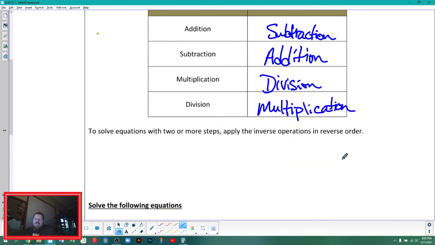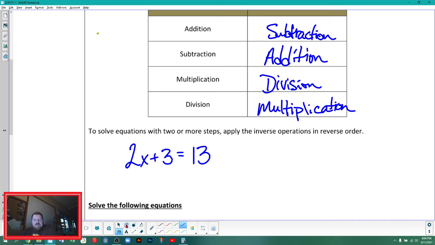Now, for equations that involve two or more steps, we want to apply inverse operations in the reverse order. So if I have an equation, let's throw an easy one up here. Let's go 2x plus 3 is equal to 13.